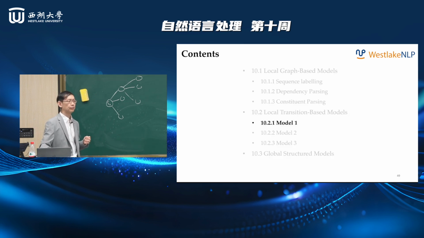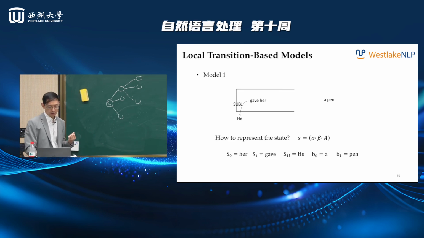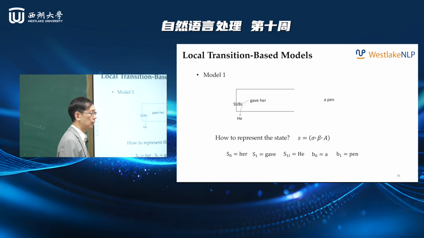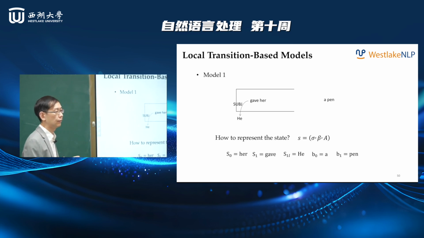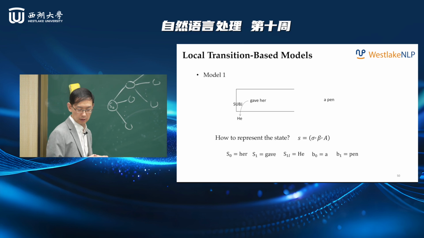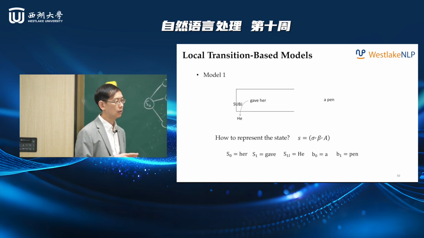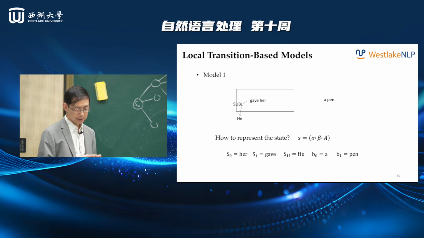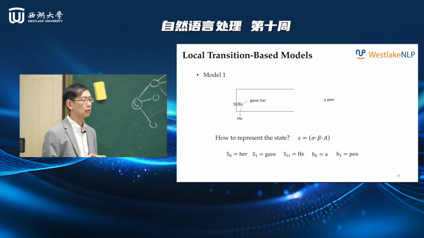So the first model is actually from Stanford. It can be understood as a neural version of my linear model. I don't have time to introduce my linear model, but it's written in chapter 11 of the textbook. How do you represent a state so that you can score the next action? That's the question. A state can be represented by the top words on the stack and the front words in the buffer. They are the most representative. For example, I can use S0 to represent the front word on the stack, S1 to represent the next front word, and B0 to represent the front word on the buffer, B1 to represent the next word in the buffer.